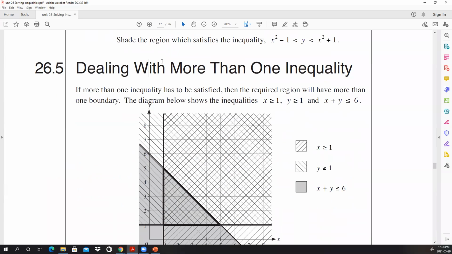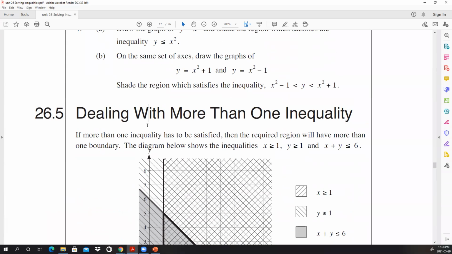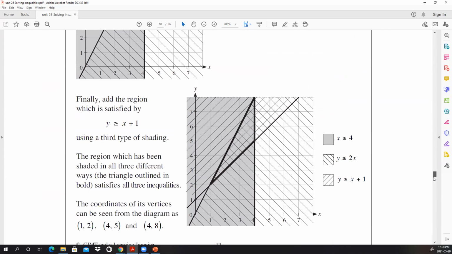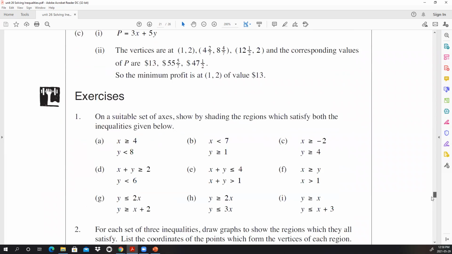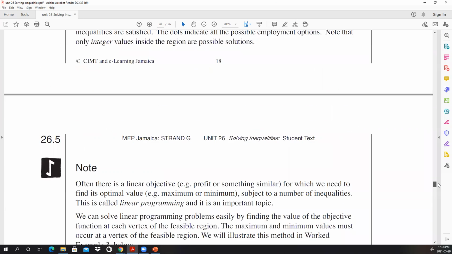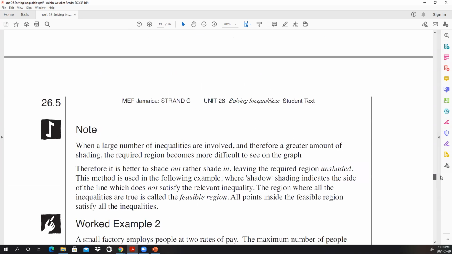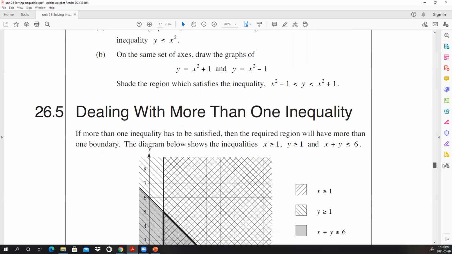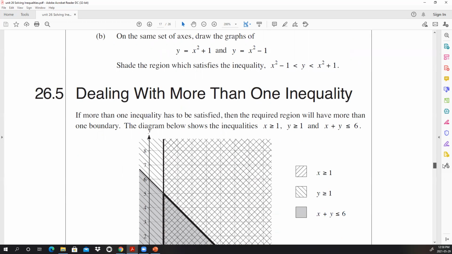All right, so we reach this section now that says dealing with more than one inequality. And as I said before, it will build up to linear programming. All right. So let's say if more than one inequality has to be satisfied, then the required region will have more than one boundary. The diagram below shows inequalities.